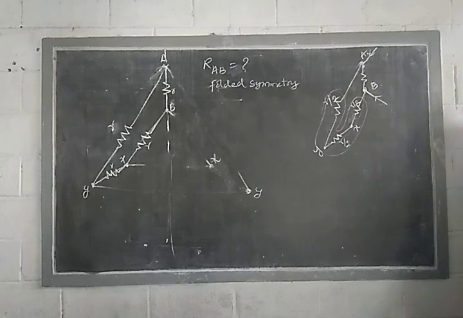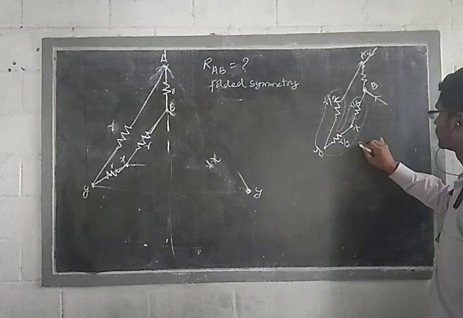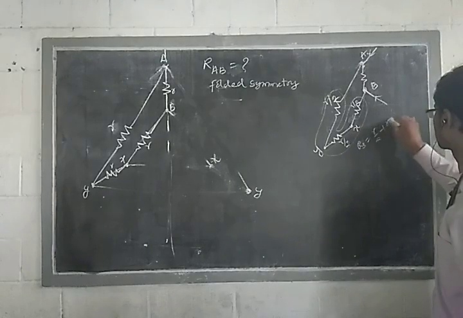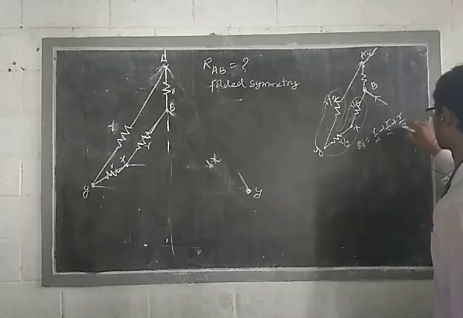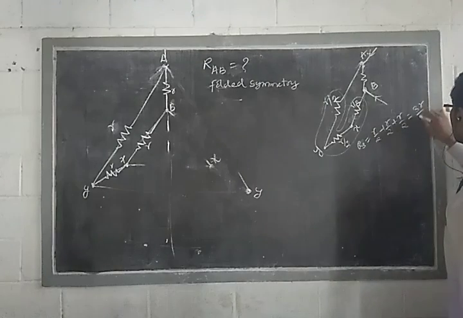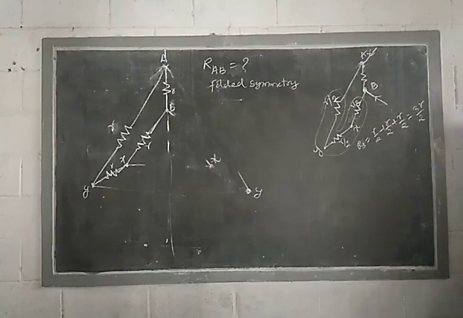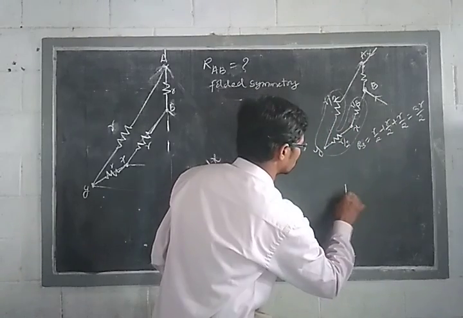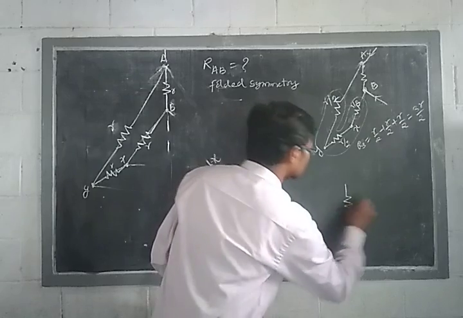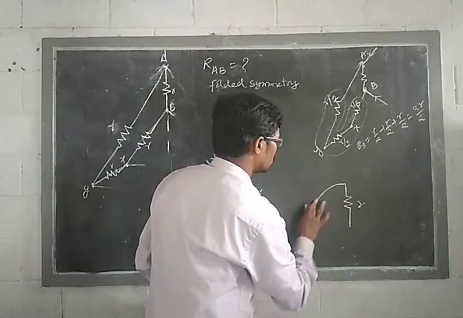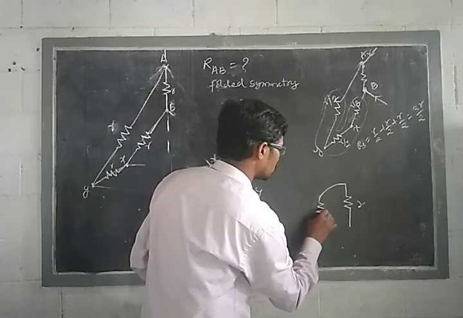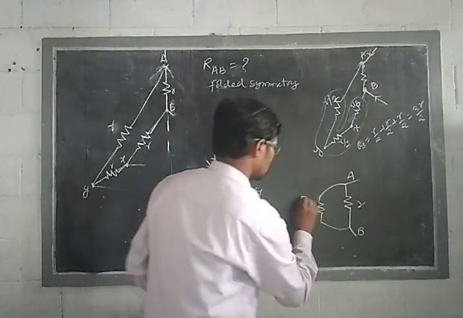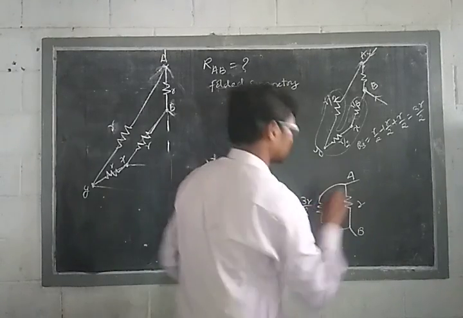These three resistors are in series combination. Then what is equivalent resistance? Rs is equal to R by 2 plus R by 2 plus R by 2, that is equal to 3R by 2. Instead of all this, I can write it as 3R by 2, and the other one is R.